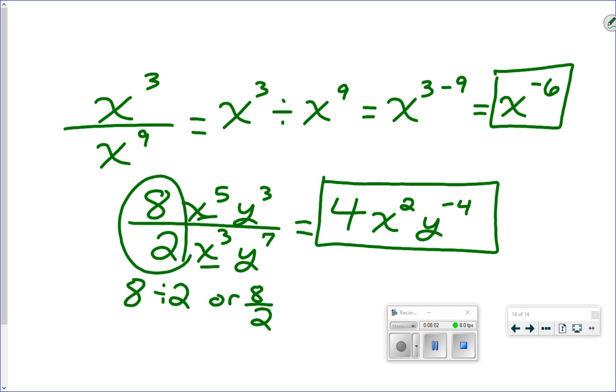So the rule is for quotients, anytime you have a fraction or division, you can subtract those exponents and leave your answer in exponential form.